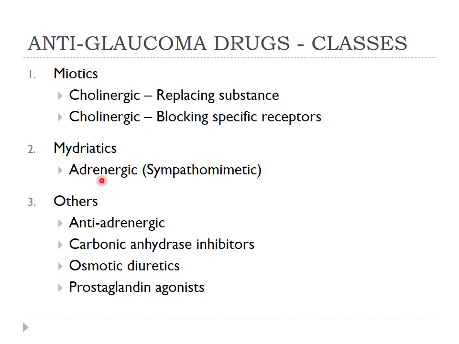Okay, the mydriatics, we're talking about an adrenergic reaction as opposed to a cholinergic reaction. And then we have some other ones that work against adrenergics. We have this thing called carbonic anhydrase inhibitors. We mentioned them at the end of semester 2, and they're popping up here again. And we also have osmotic diuretics. Guess what? It's going to work the same way as an osmotic did in semester 2. And this other thing called a prostaglandin antagonist.